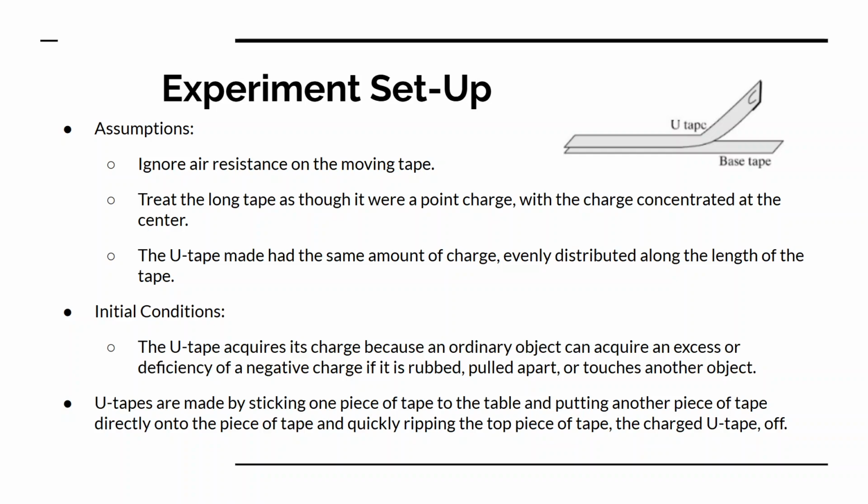Initial conditions. The U-tape acquires its charge because an ordinary object can acquire an excess or deficiency of negative charge if it is rubbed, pulled apart, or touches another object. U-tapes are made by sticking one piece of tape to the table, putting another piece of tape directly onto the piece of tape, and quickly ripping the top piece of tape, the charged U-tape, off.